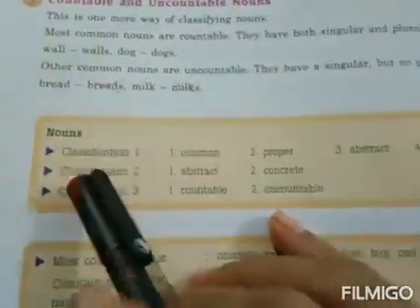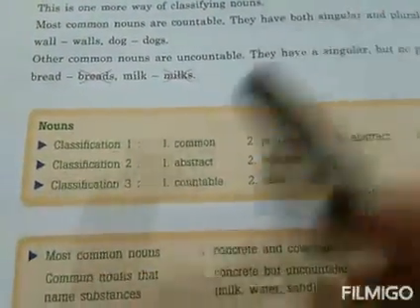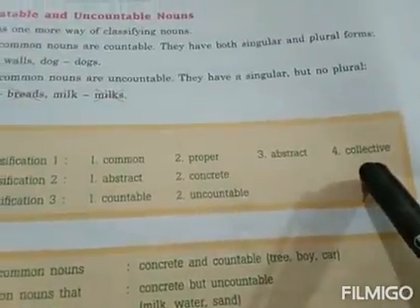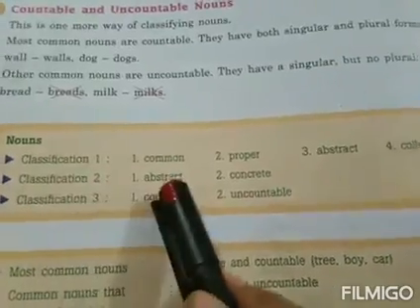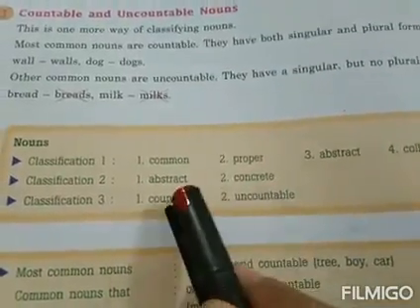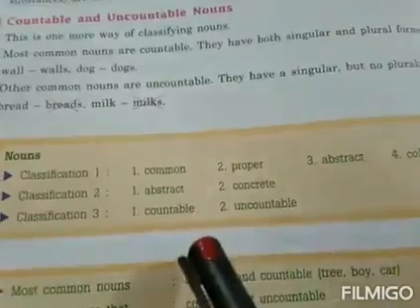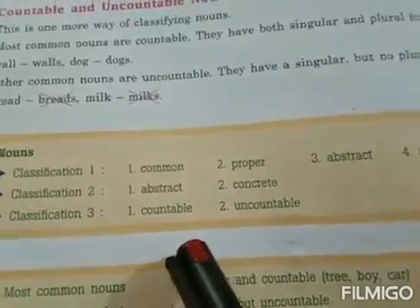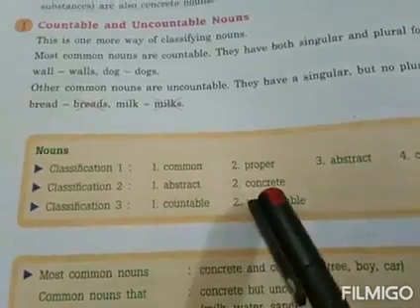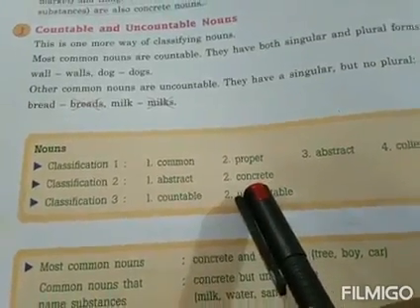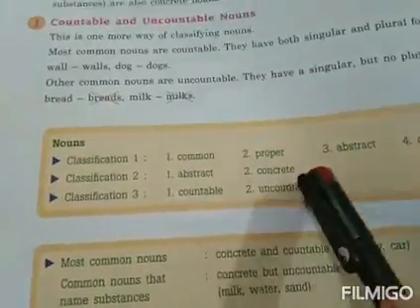Now let's brush up whatever we studied. Nouns, classification: common noun, proper noun, abstract noun, and collective noun. These are the four basic types of nouns that we did. Further, classification 2 is abstract noun and concrete noun. Abstract noun is what we did, which we can just feel and see, but we cannot touch, right? Same way, concrete nouns we can touch, feel, see, right?